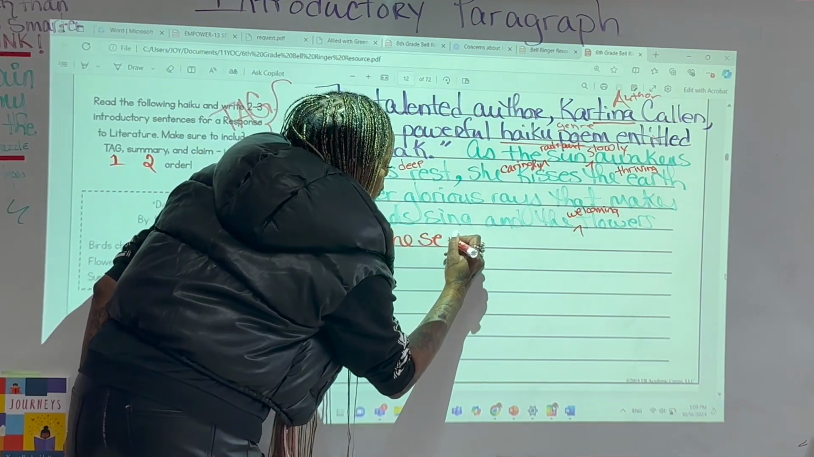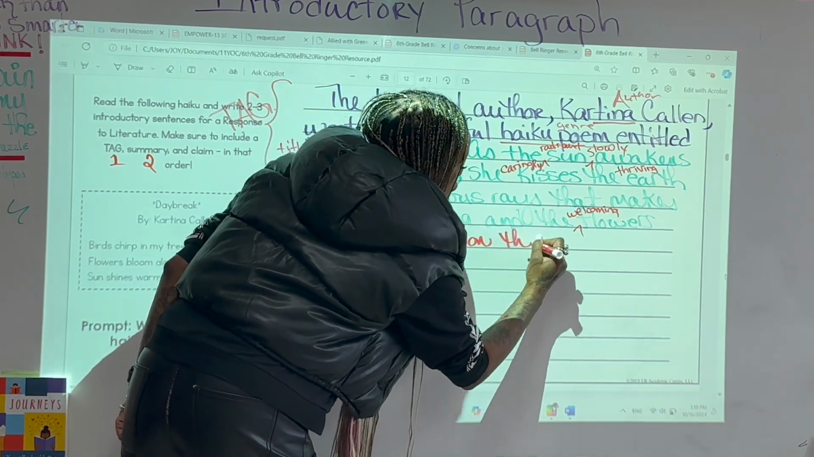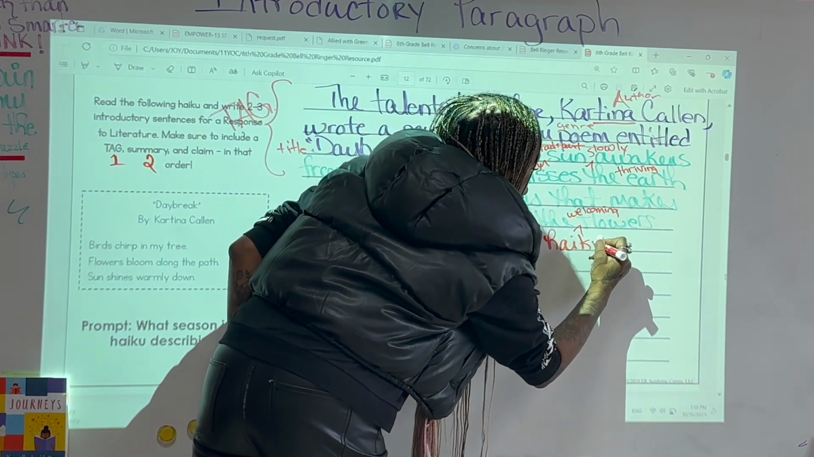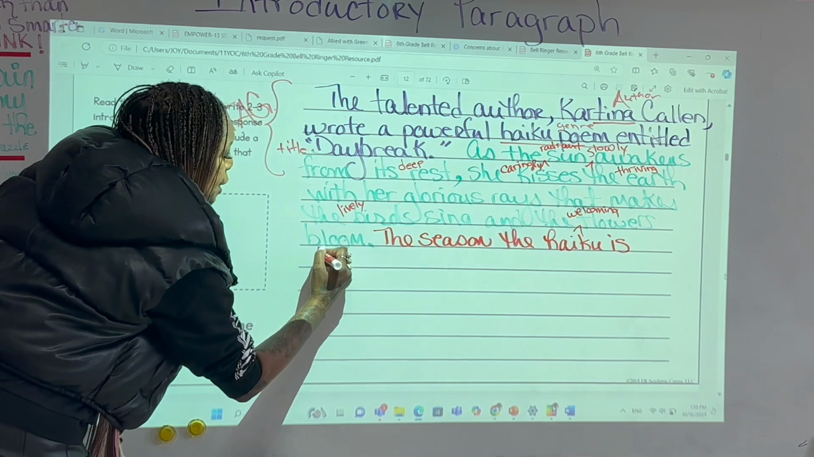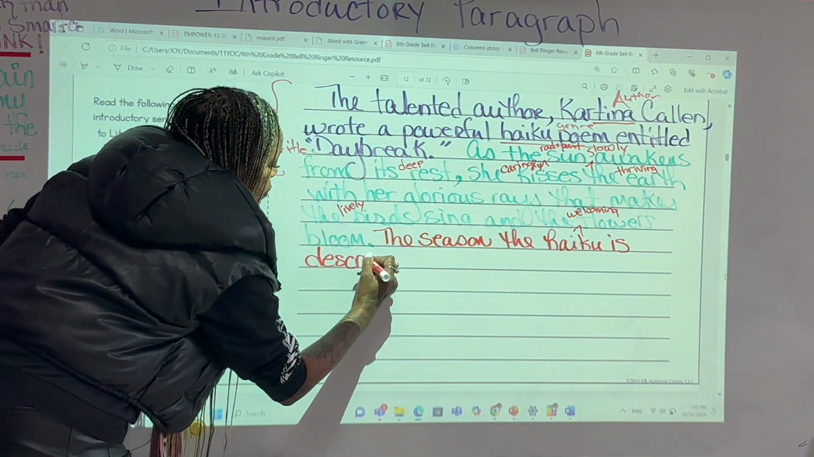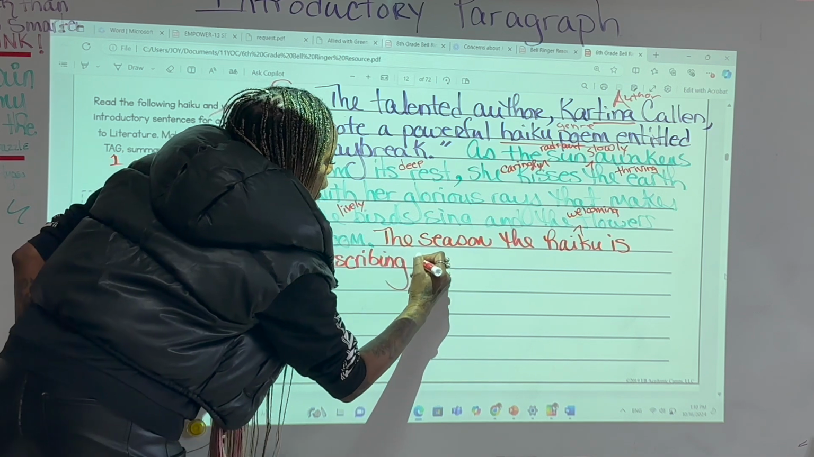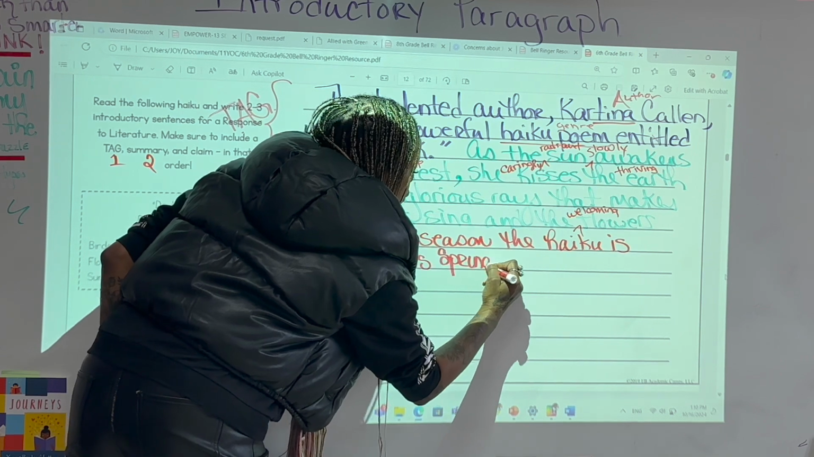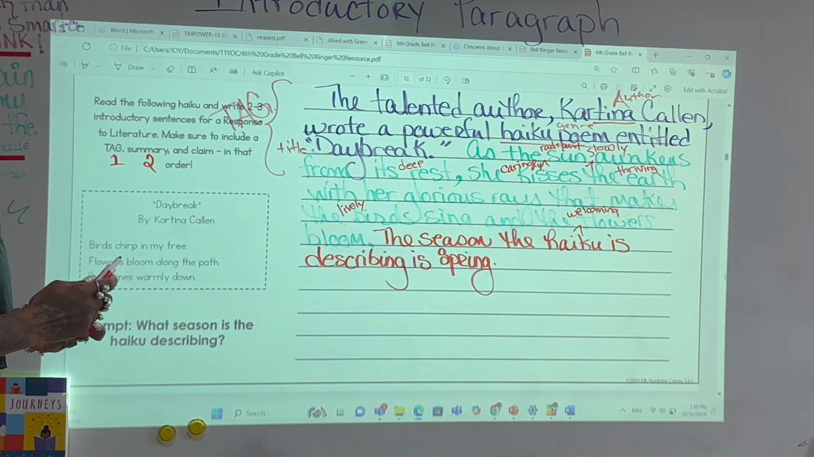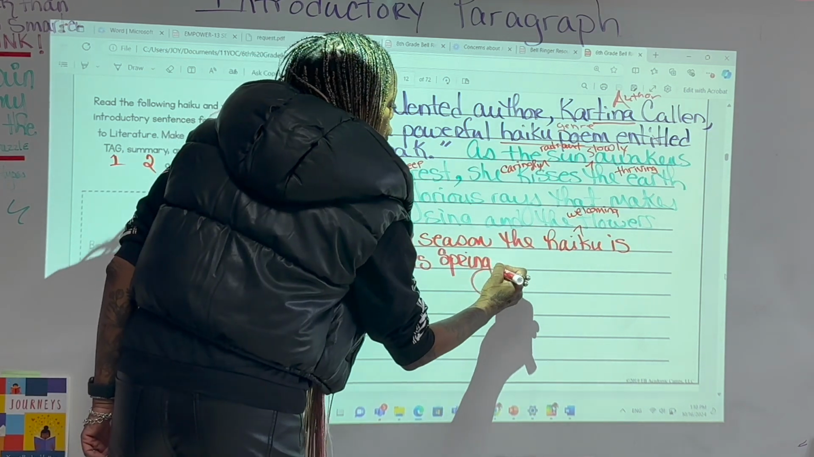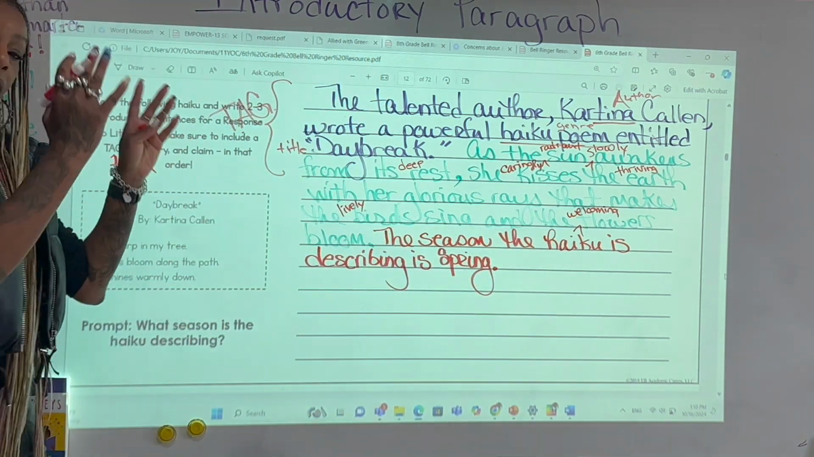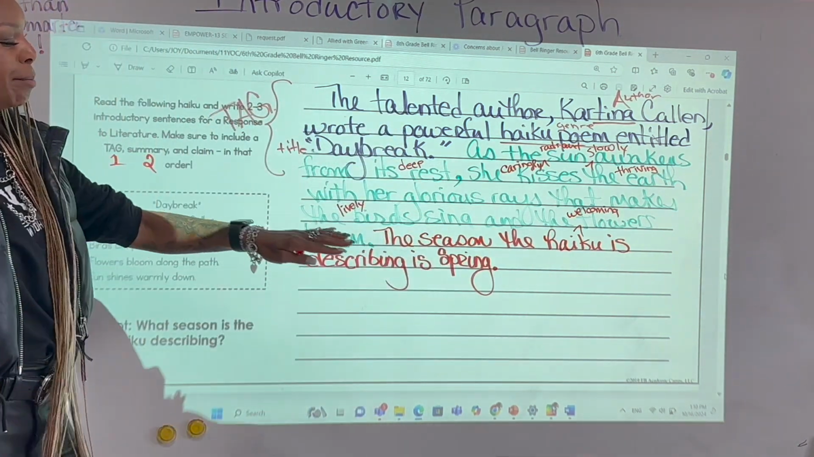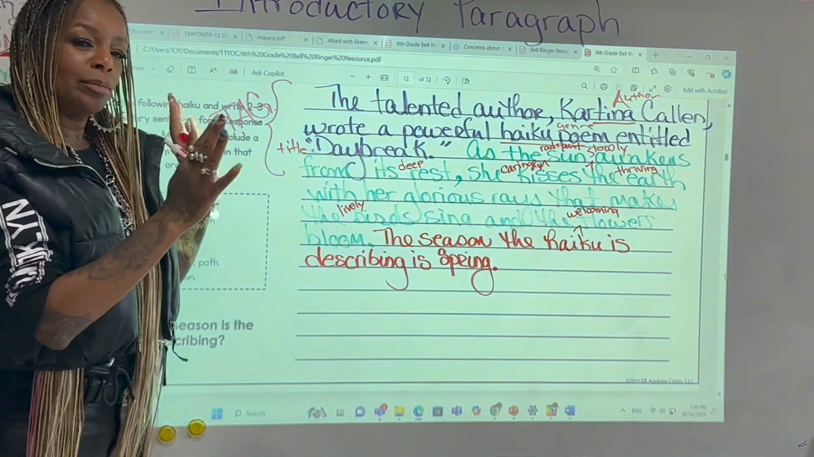What season is the haiku describing? The season the haiku is describing is spring. Period. You don't write your reasoning right here, based on how I'm teaching this. For those who want to argue with me, this is how I'm teaching it. I'm just going to stick with this.